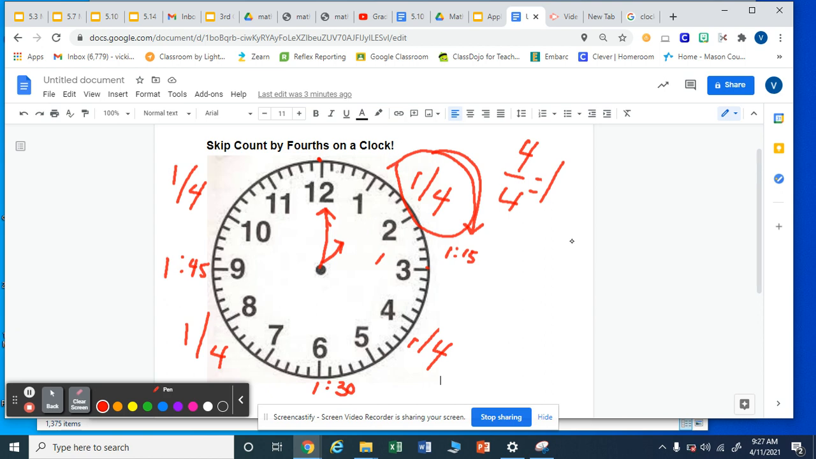We could do half past, so we could do 1 o'clock, 1:15, 1:30, or half past 1 o'clock. Boy, there's lots of ways to say it. Remember, you could say quarter past. Then when we get over to 1:45, we could say it's 1:45 or 15 minutes to the next hour, which is 2 o'clock, or we can say a quarter to the next hour. So remember, you can skip count by quarters.